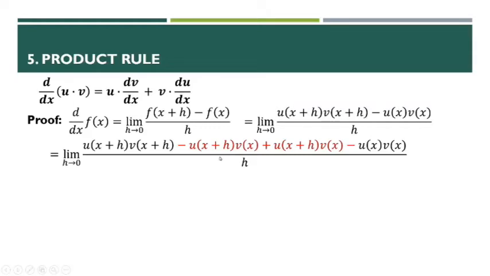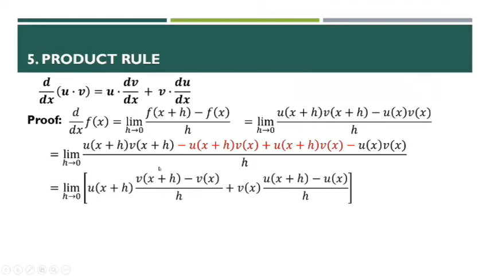From here, you can get a common factor dun sa dalawang unang term. So, ang common term sa kanila, or the common factor here is u of x plus h. So, matitira is v of x plus h minus v of x. So, doon pala makakakuha na tayo ng pwede nating kuning derivative. And doon sa last two terms, the common factor is v of x. And what will remain in the numerator would be u of x plus h minus u of x.